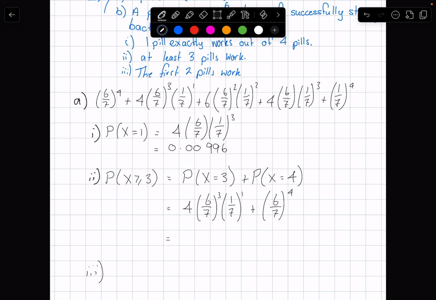So I'll go in and calculate this. 4 times 6 over 7 to the power of 3, 1 over 7 to the power of 1, plus 6 over 7 to the power of 4, which gives me 0.998996, I can't read a calculator, as my probability. Okay, so very high chance that at least 3 pills work.